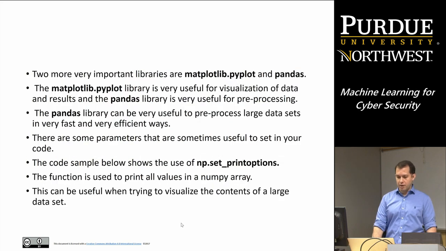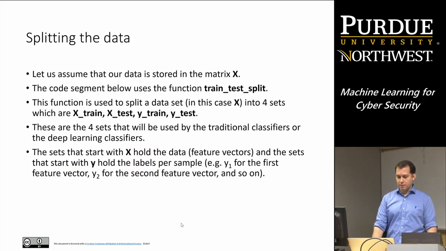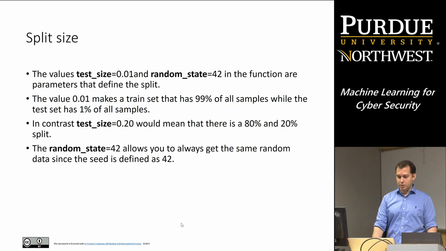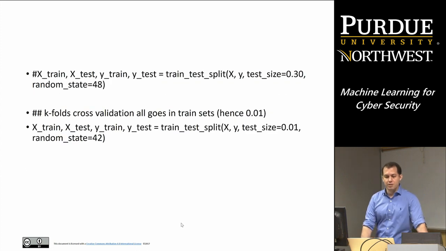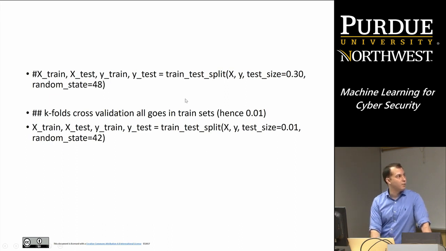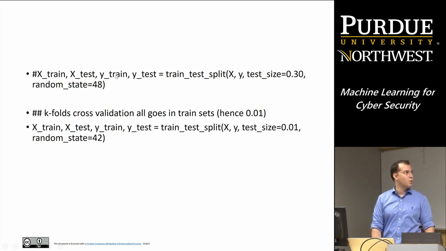Hold on, I think I have some code here. Yeah, there it is. We have this function, train_test_split, and it takes the x and the y. We specify that we want, for instance, a 30% split. And it will produce an x_train, an x_test, a y_train, and a y_test that contain the data that we need. We'll do a lot of this later as well.